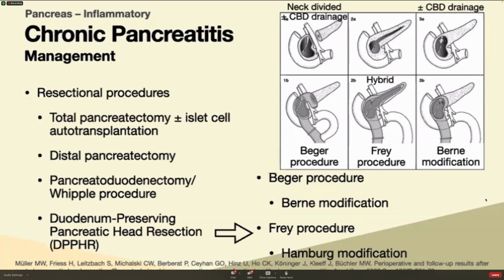You can do a Whipple procedure or a duodenum-preserving pancreatic head resection, which includes the following: the Beger procedure, the Bern modification, the Frey procedure, and the Hamburg modification. So for the Beger procedure, the neck is divided and a segment of the head of the pancreas is cored out.